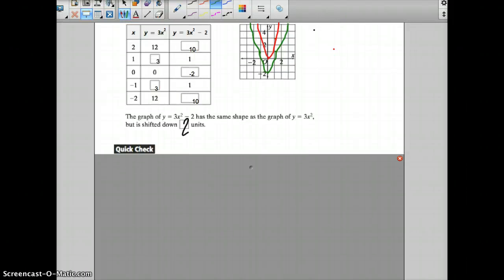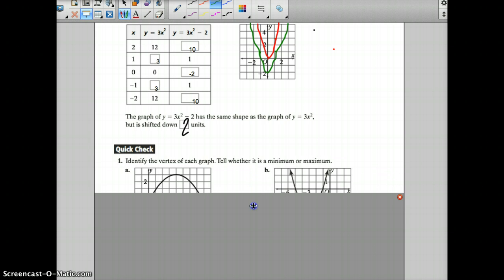So go ahead and try the quick checks, and when you're done in class, compare your quick checks with your classmates, and then you can come back to this video and check to see if you've got them right.